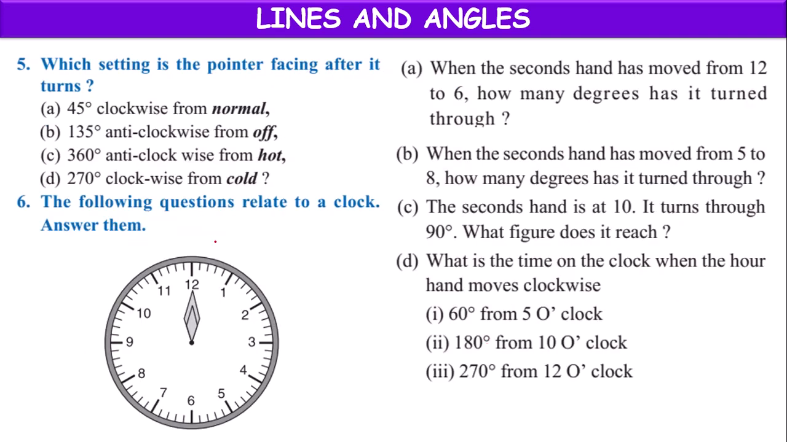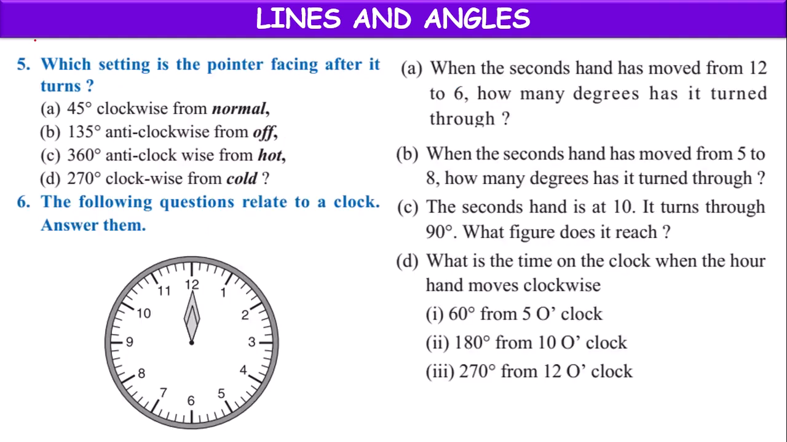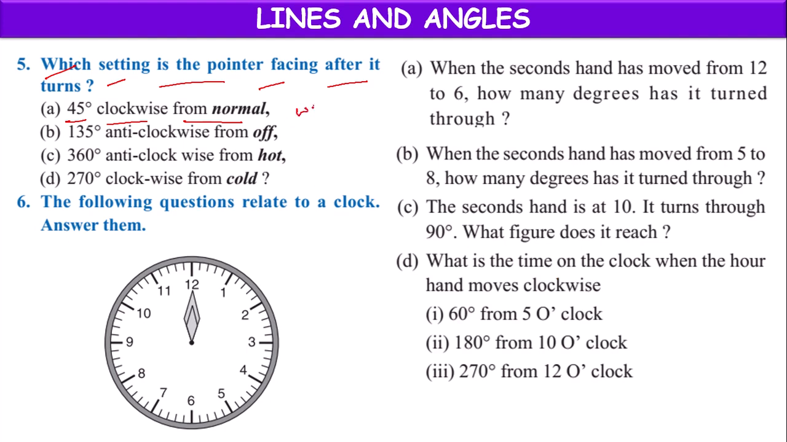Next, based on the same picture, we have one more question here. Which setting is the pointer facing after it turns 45 degrees clockwise from normal? From normal, it has to turn in clockwise direction through 45 degrees. So that means through 1 part. If it moves through 1 part from normal, then it will be at the marking warm. So it will be at warm setting.